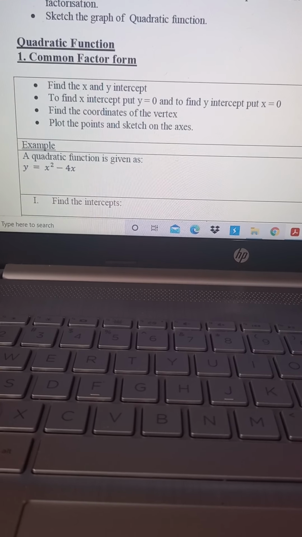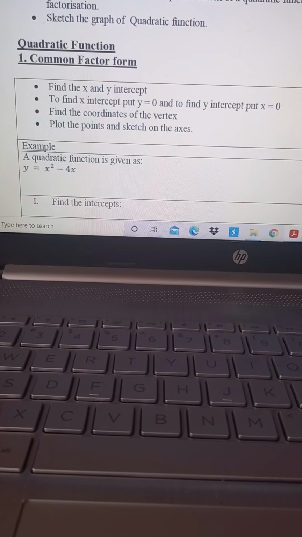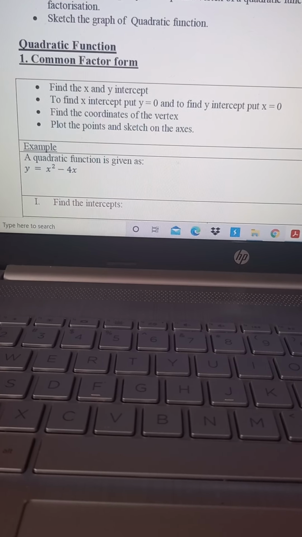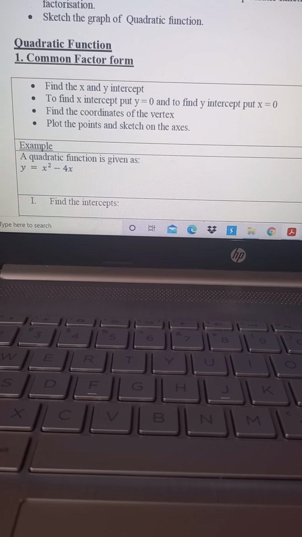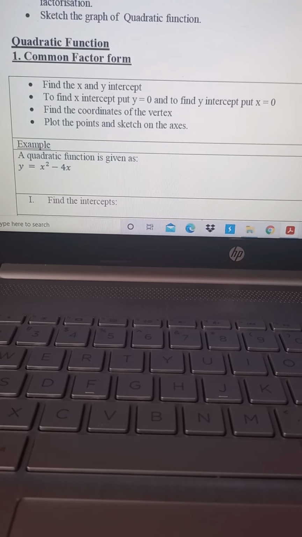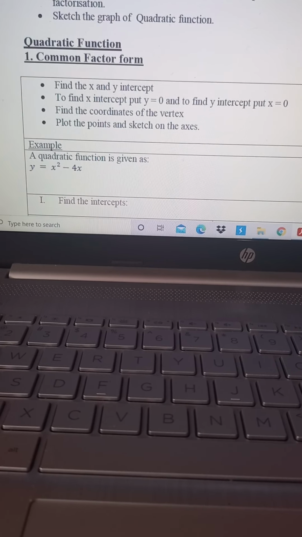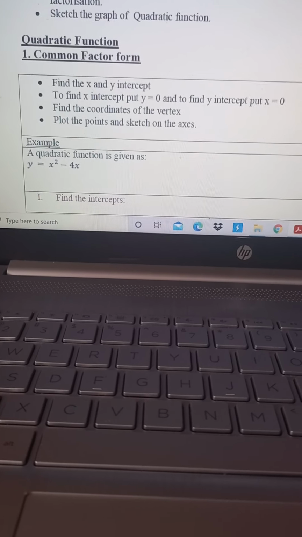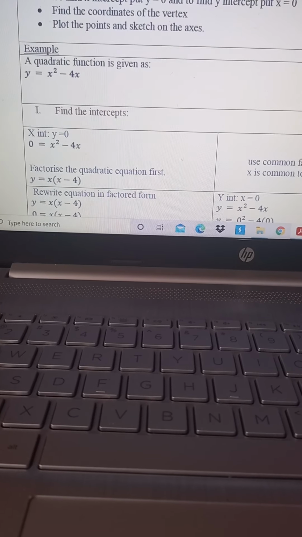Some equations you may need to use a table. Nevertheless, the table method can be used for any equation. You can also use the method that we used last week, that is the transformation method, or you can use this particular method that we are going to be using this week, right? So we are looking at the equation y equals x squared minus 4x.